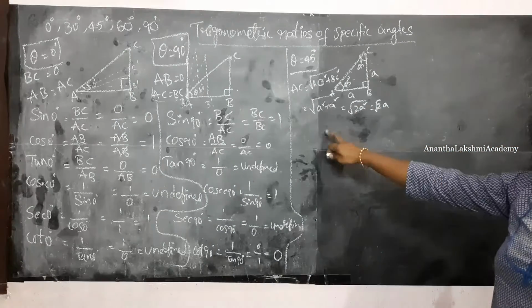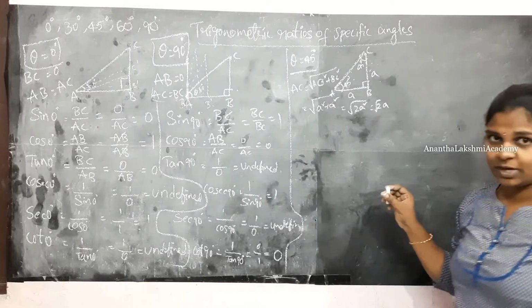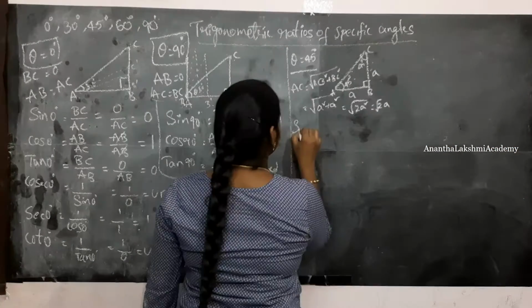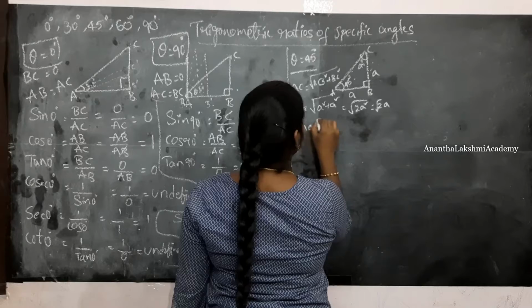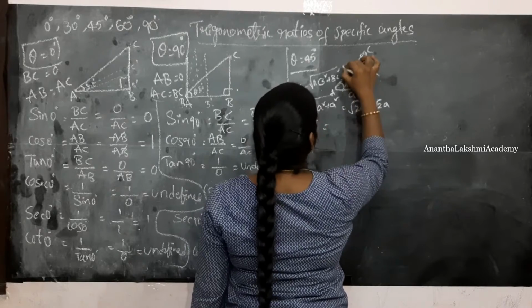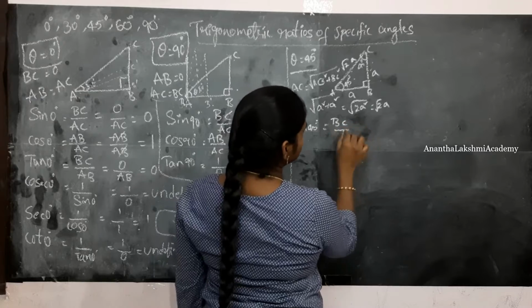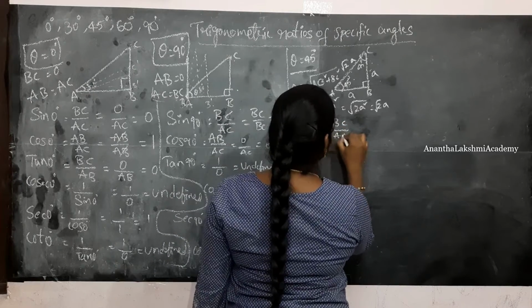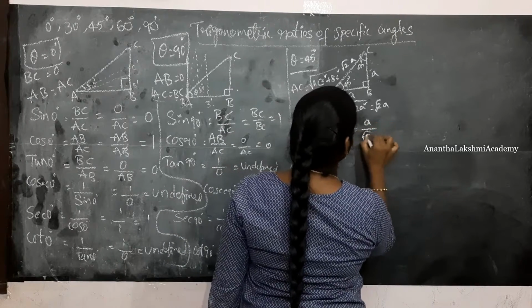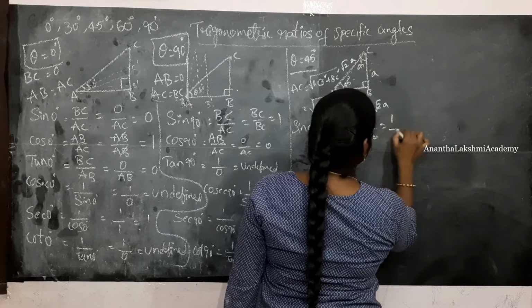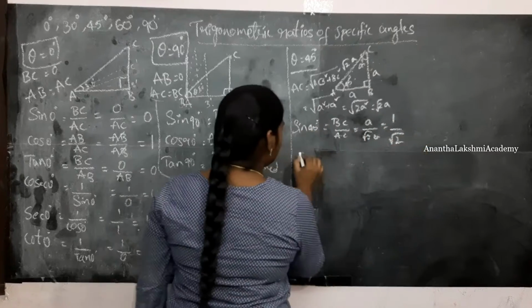So can we define the angles now? Trigonometric ratios. Sine 45. What is sine 45? This has become root 2a. BC by AC, nothing but a by root 2a, 1 by root 2. Alright.